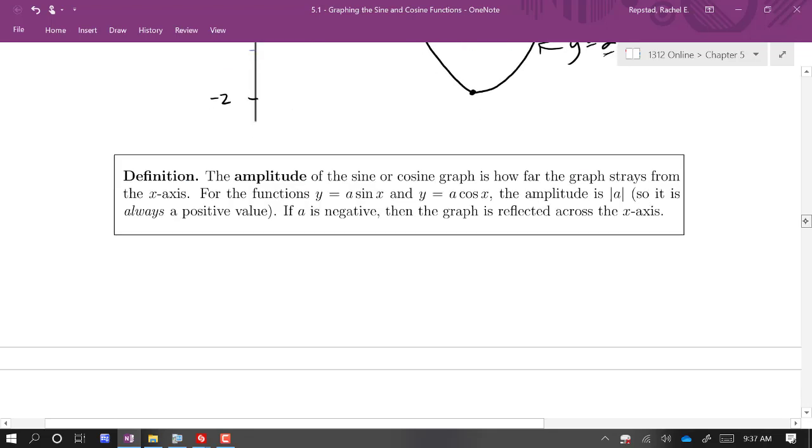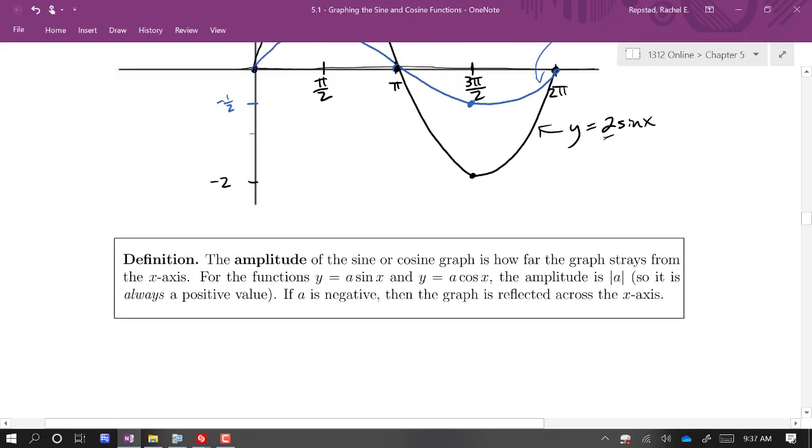And this number in front we call the amplitude. In fact, the amplitude is always positive. The amplitude is the absolute value of a. So if we're looking at a times sine x and a times cosine x, the amplitude is the absolute value of a. It's just an absolute measure of how far it strays from that equilibrium of 0. And if a is negative, it still has a positive amplitude, but it just means it'll also be reflected across the x-axis.